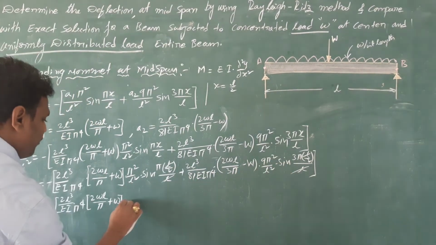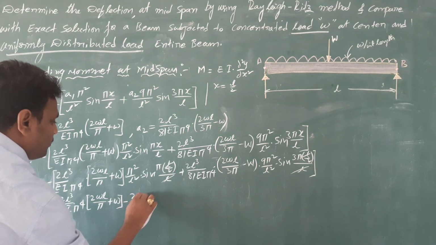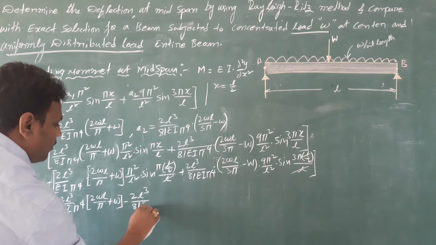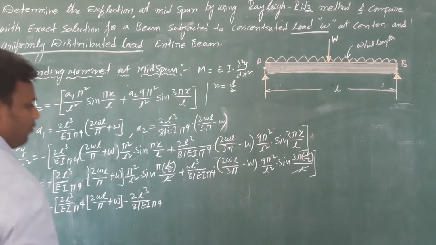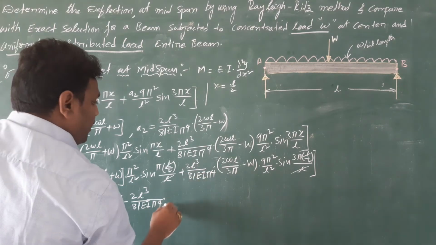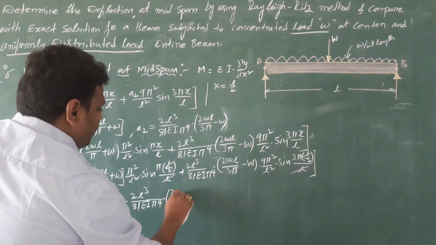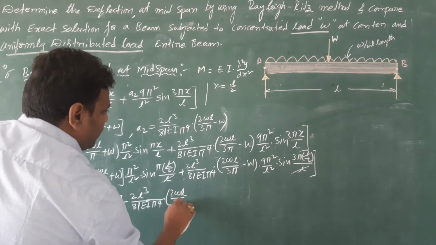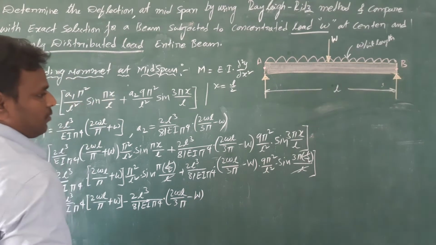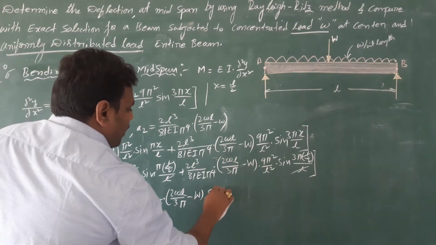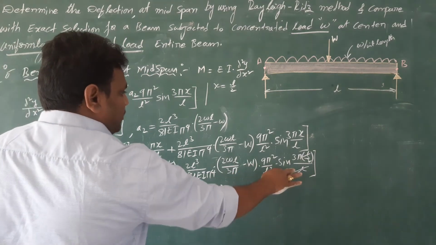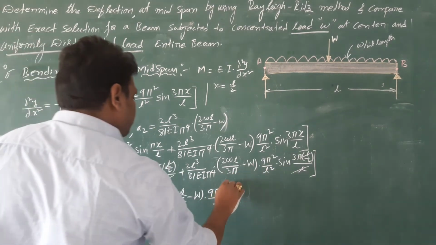Okay, here we will get minus 2L cube by 81 EI pi power 4 into, remaining is 2WL by 3 pi minus capital W into 9 pi square by L square. That is this one, minus 100 I have written there.